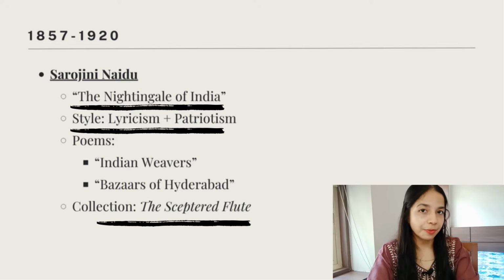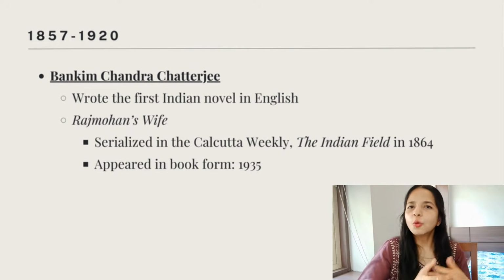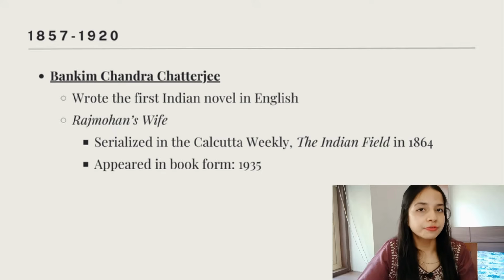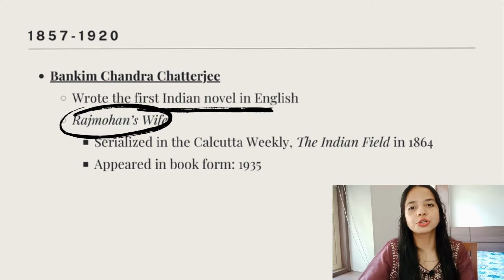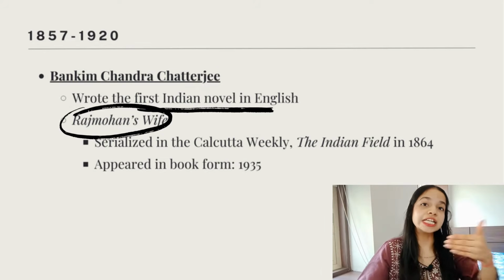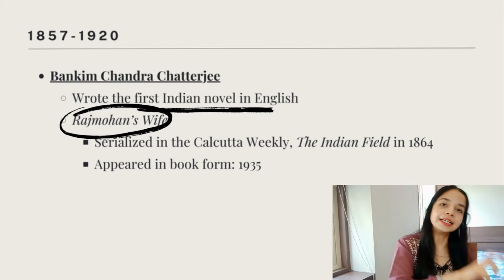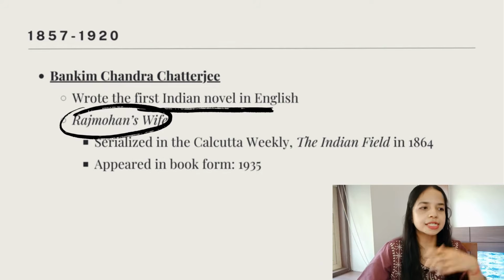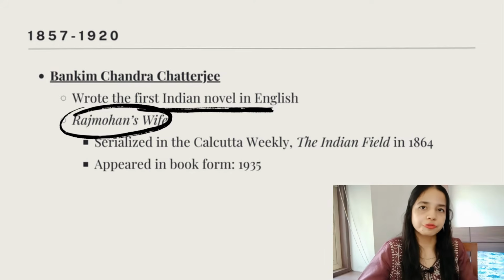Again, very, very important from a UGC NET perspective, and that is Bankim Chandra Chatterjee. Why is Bankim Chandra Chatterjee so important from the NET perspective? Because he wrote the first novel in English, and that is Rajmohan's Wife. It was initially serialized in the Calcutta Weekly in 1864 and then finally appeared in complete book form in 1935. It is the tale of a long-suffering wife, Matangini, at the hands of her husband Rajmohan. Very, very important from that perspective, guys.